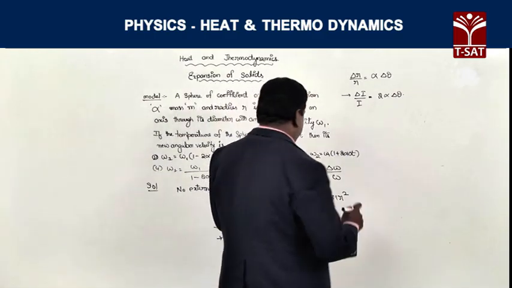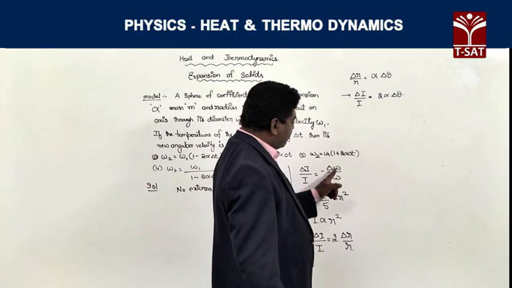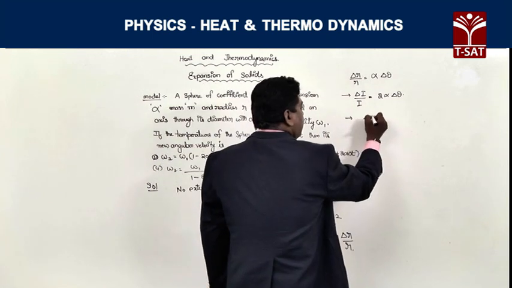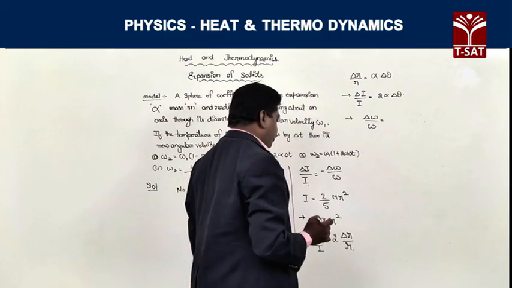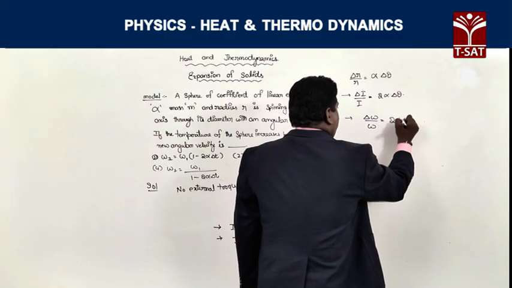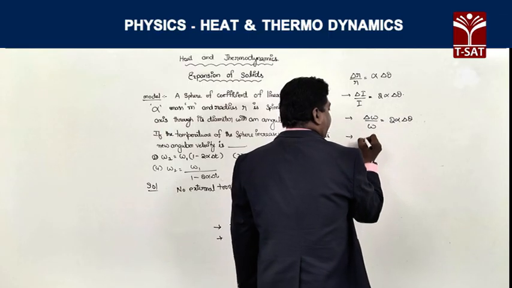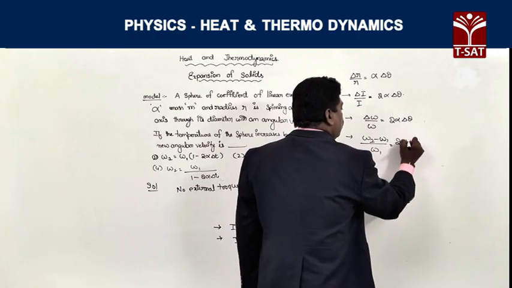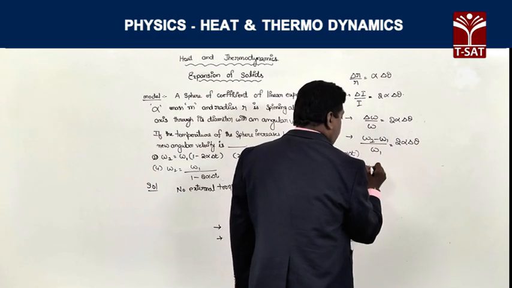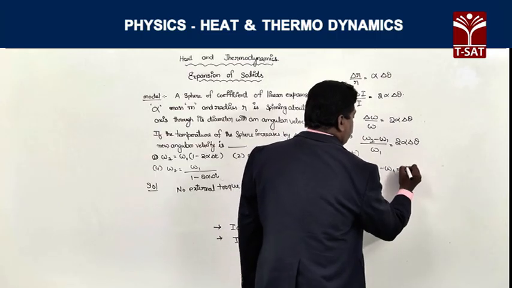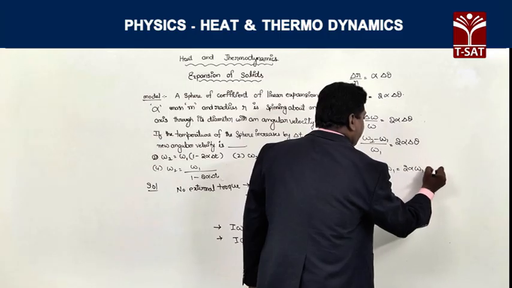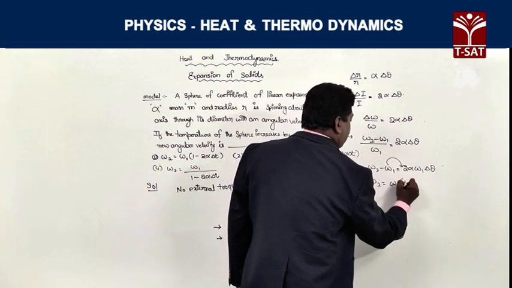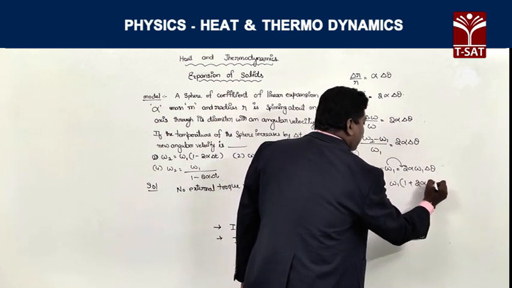Now, when you see the model here, delta I by I is given as minus delta omega by omega. On substituting this value here, we get delta omega by omega equals 2 alpha delta theta. From this we can write it as (omega 2 minus omega 1) by omega 1 equals 2 alpha delta theta, which implies omega 2 minus omega 1 equals 2 alpha omega 1 delta theta. Bringing omega 1 this side, we get omega 2 equals omega 1 into (1 plus 2 alpha delta theta).